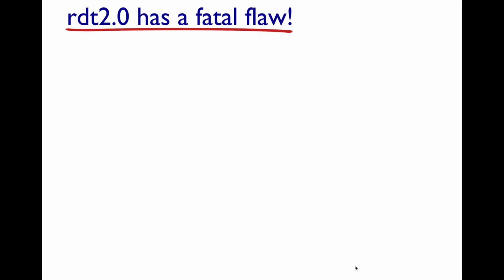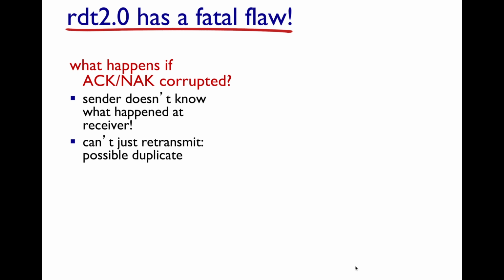Yes, those can be corrupted. So if you can get corruption in one direction because it's on the same wire, well, absolutely you can get corruption in the other direction. So insofar as the packet from the sender to the receiver can get corrupted, so too can the ACK and NAK be corrupted. So that's a pretty bad flaw in these RDTs.